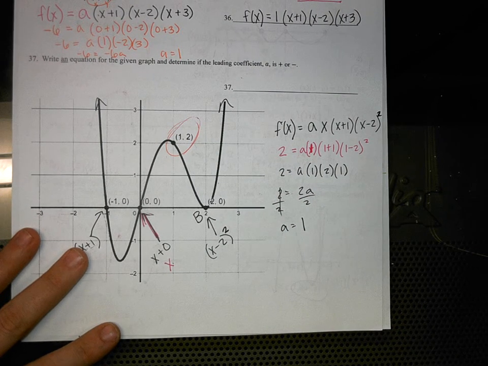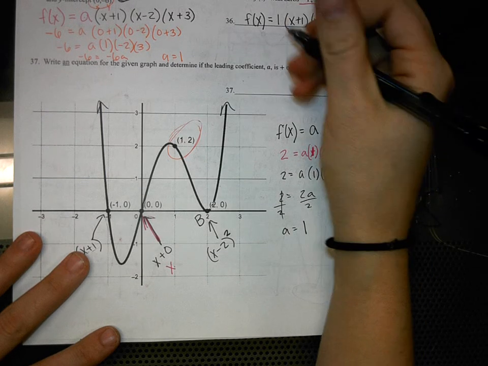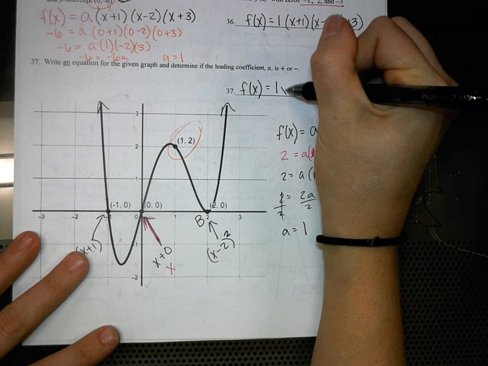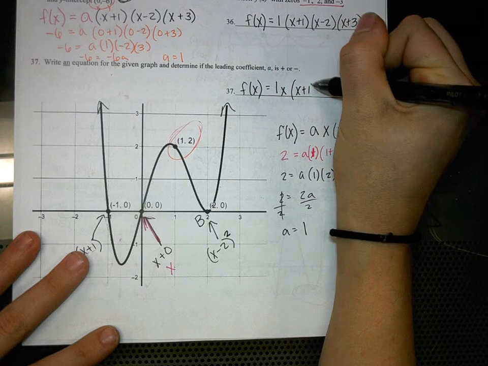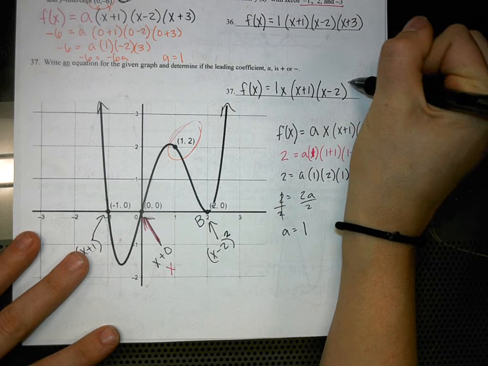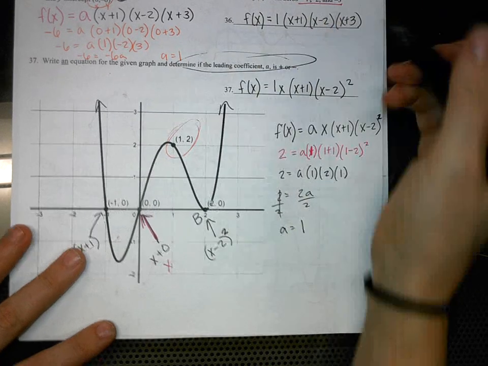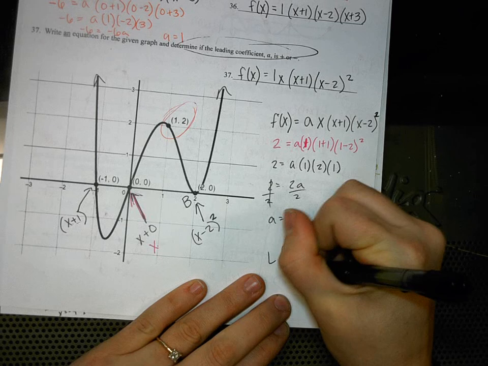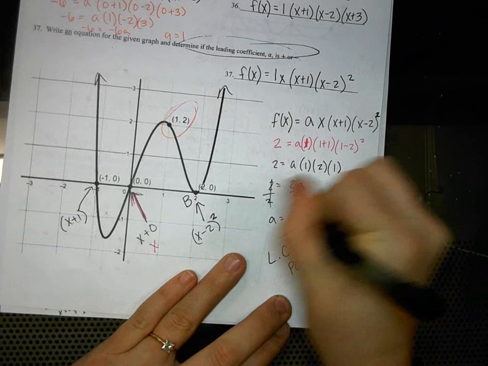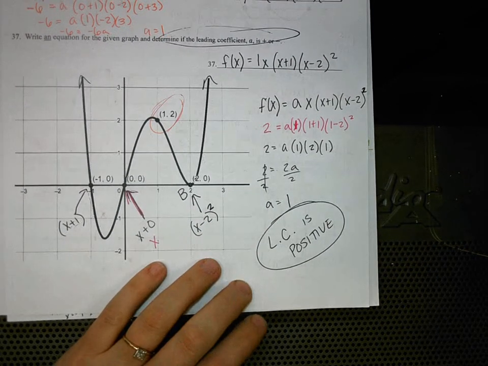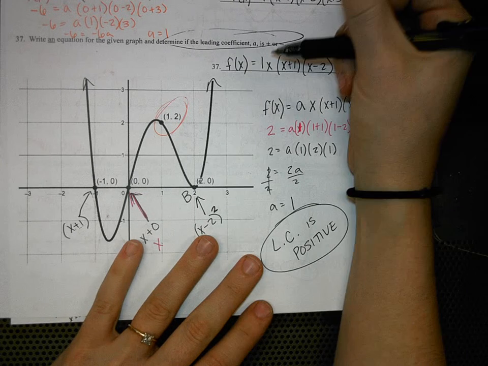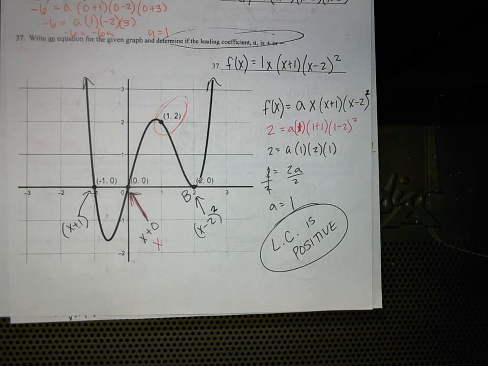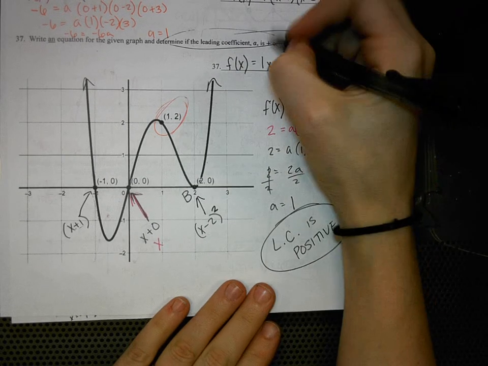So I'm going to write f of x is 1x times x plus 1 times x minus 2 squared. It says determine if the leading coefficient is positive or negative. You're going to put the leading coefficient is positive. As long as you write a positive 1 or a 1 out in front, or you just have your x out in front, you should be able to write that correctly.